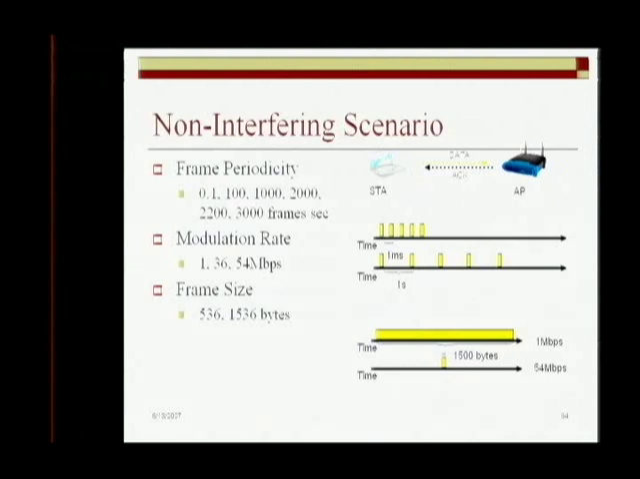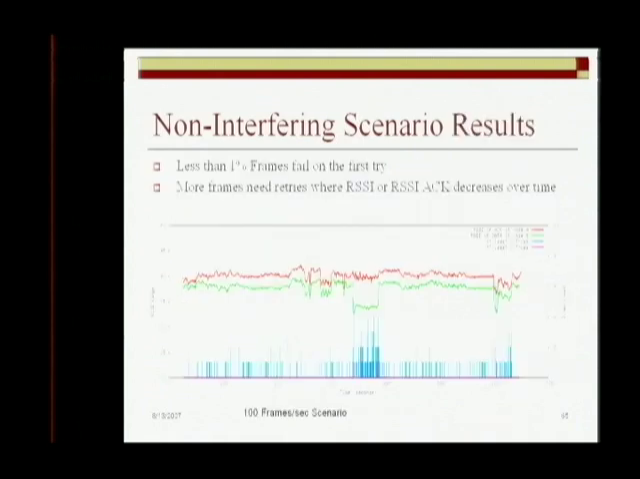So, again, these are some of the experimental situations. We use different modulation rates, 1, 36, 54 Mbps, and different frame sizes, and again there are a lot of results that we have produced. I will show you a few results. One thing you notice is that if you have a non-interfering scenario, very few, less than 1% of the frames fail on the first try.